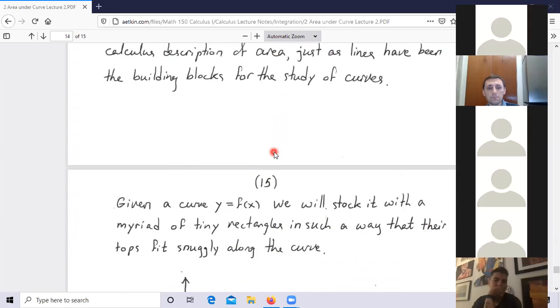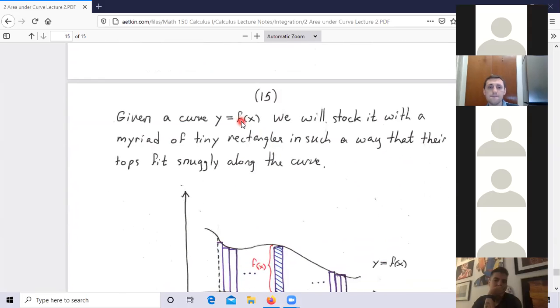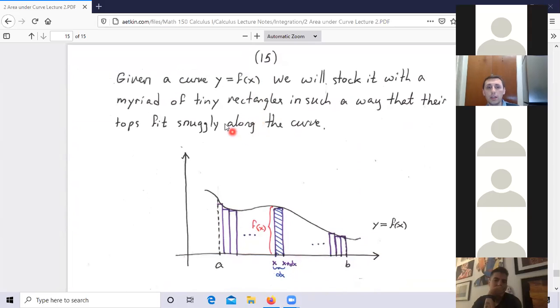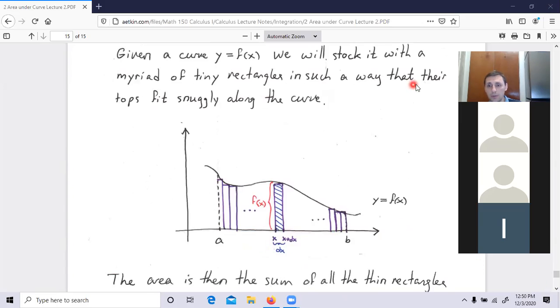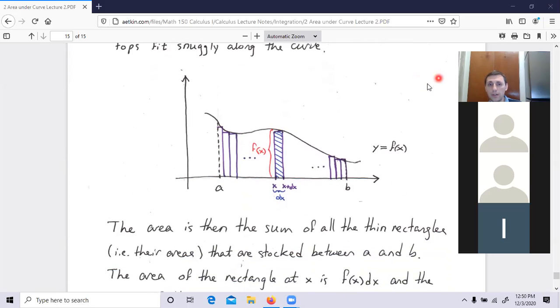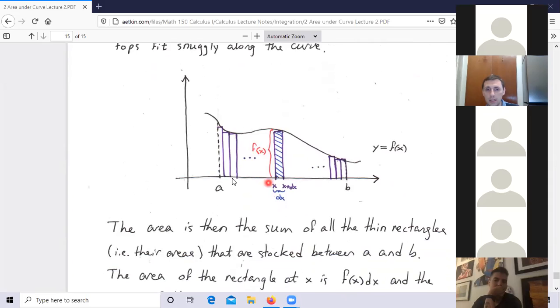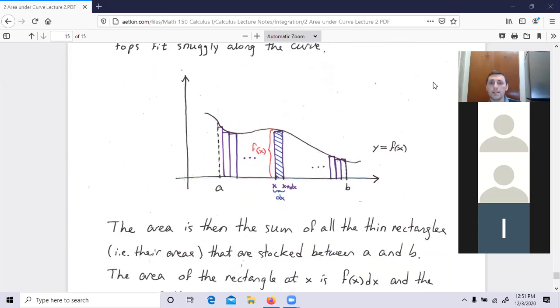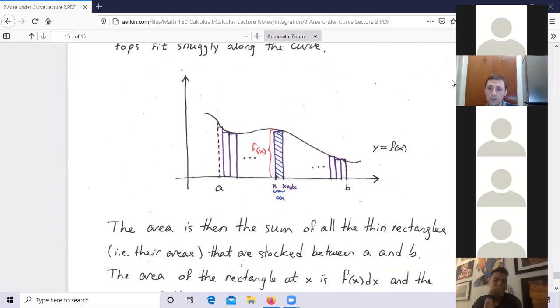Okay? So given a curve f of x, we will be stacking a myriad of tiny rectangles because their areas are simple to calculate. They are very tiny, and the width of one of them is going to be dx. Little dx means very small dx, right? Are you with me so far, guys? So if I stack very many thin rectangles under the curve and I add their combined area, I will have a very good approximation to the area under the curve. So I can imagine this full curve as just a bunch of rectangles stacked on top of each other.